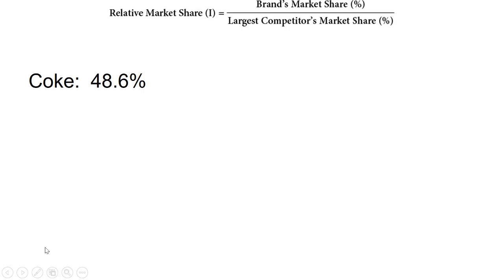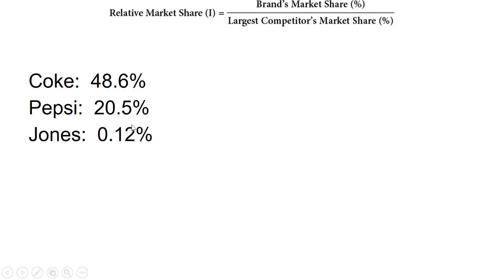Okay, give you kind of a real world example. Coca-Cola's got a market share of 48.6%, Pepsi's is 20.5%. Jones Soda, if you've ever been to the Northwest, you probably know of Jones Soda. They are sold in Texas, but under very minimal distribution.